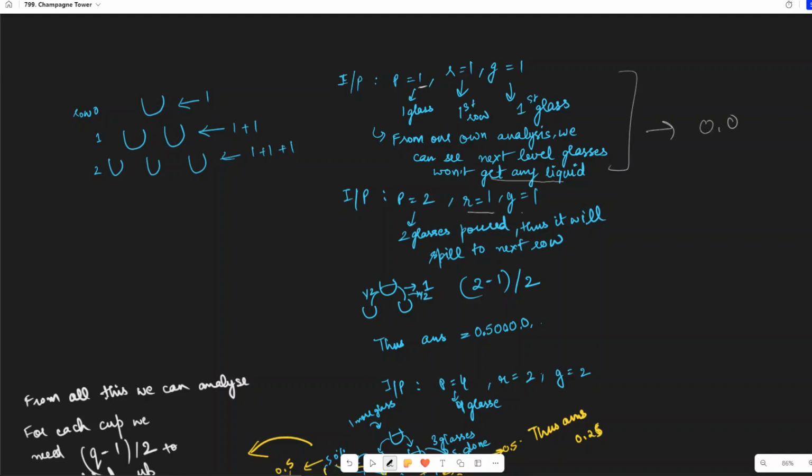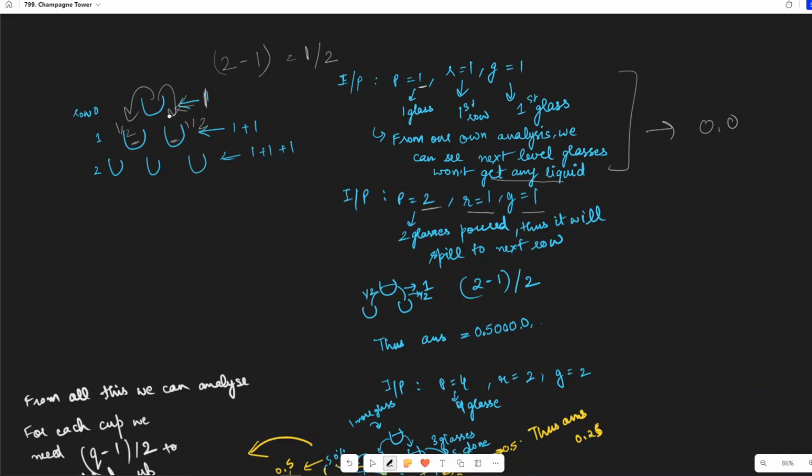Now for this row 1 and glass 1, right? When we pour two glasses, one would be contained here. But the other one, if we subtract from this, one glass being subtracted, it will become one. But it is equally poured here also and here also. So basically each glass will get half from that. And because now it is having half quantity, it can't overflow, right?